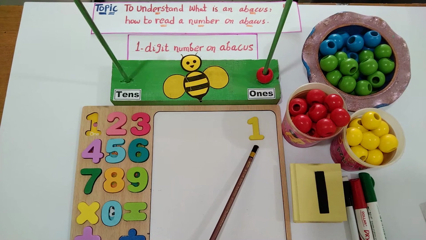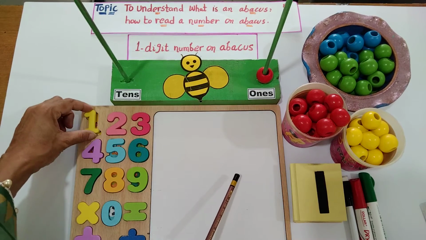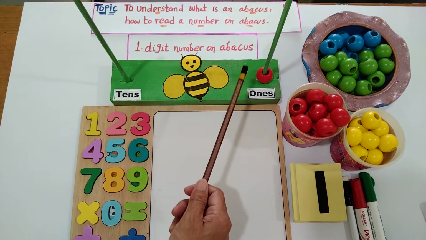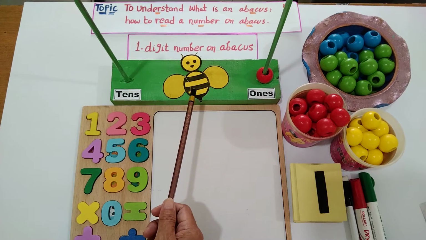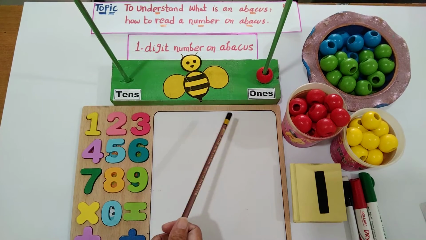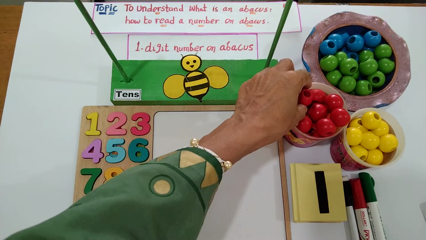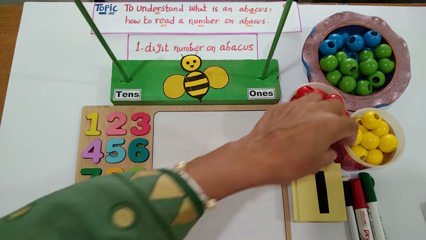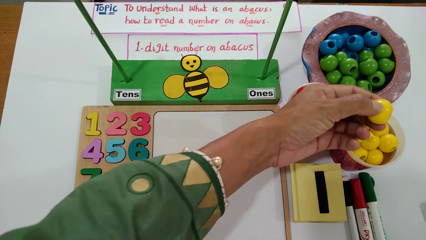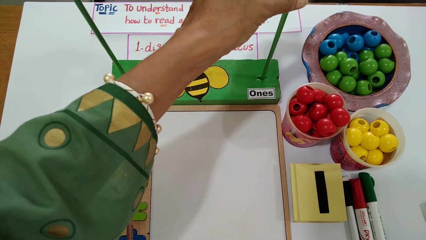Clear? Okay. So I have some more examples. Let's start one more example. Now you can see this abacus very clearly. Now I will insert some more beads in one's place. Let's choose one more color. Yellow is a very bright color.